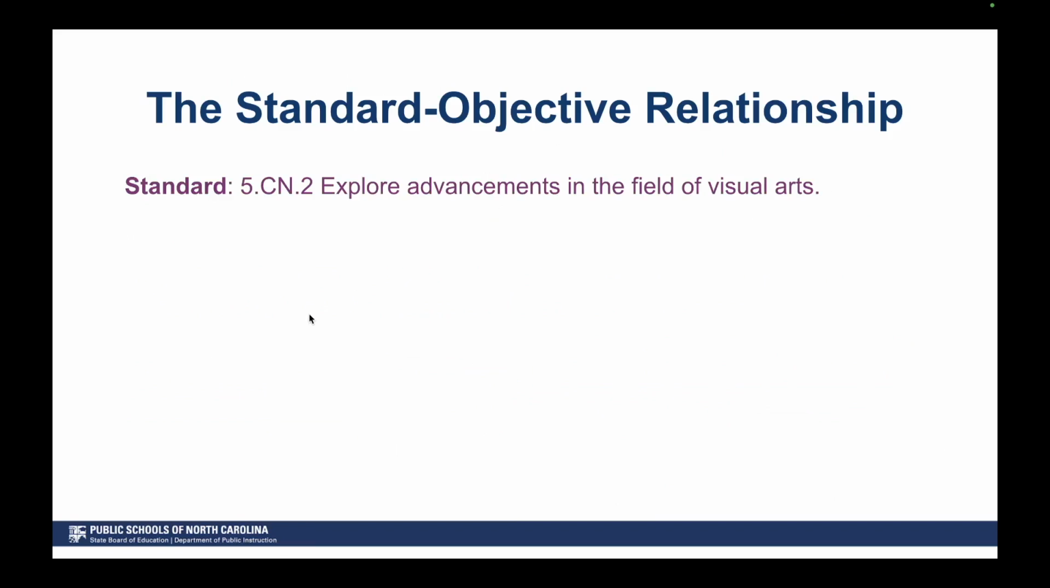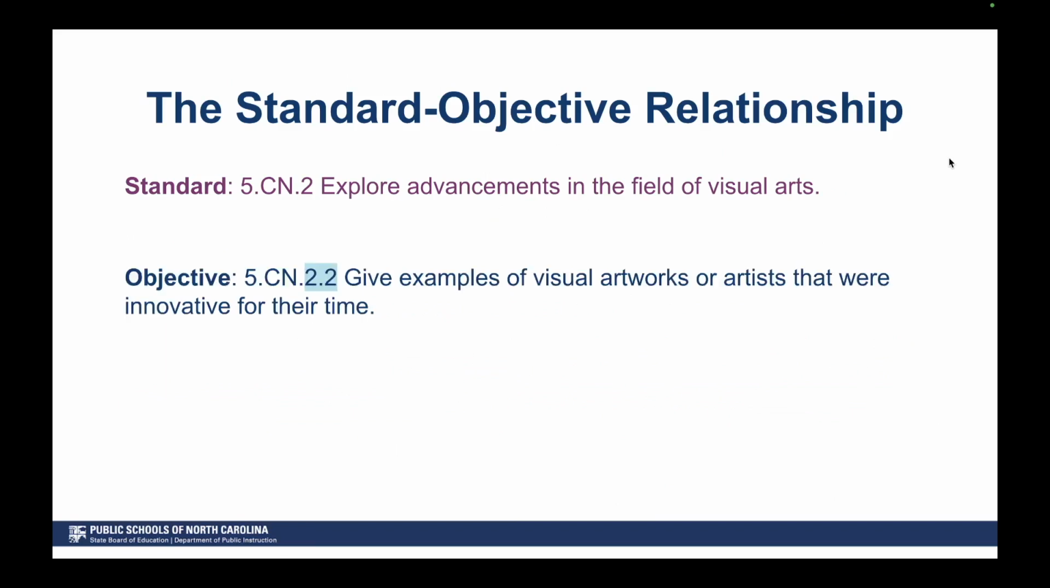All right, so here, one more example. We're coming into visual arts now. This is the fifth grade Connect example, in which the standard reads to explore advancements in the field of visual arts. Again, that would change. It would be musical, or music or dance, depending on the discipline, but everyone has the same standard. The objective is 2.2 to give examples of visual artworks or artists that were innovative for their time.